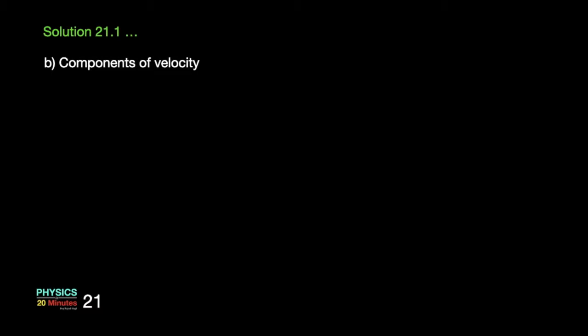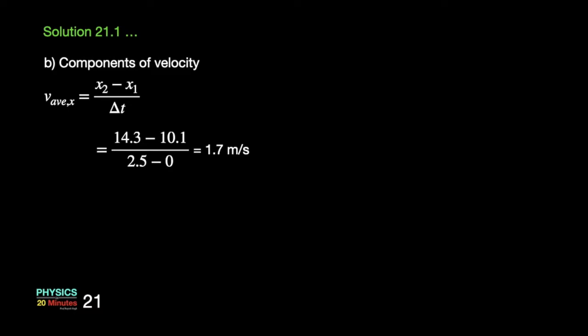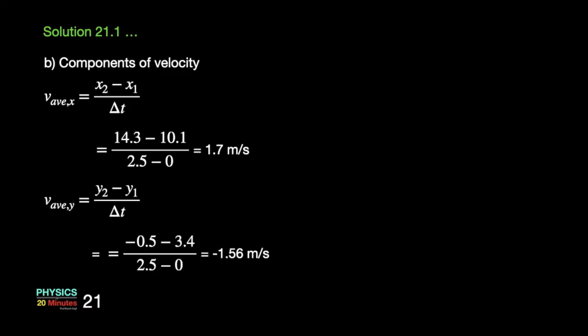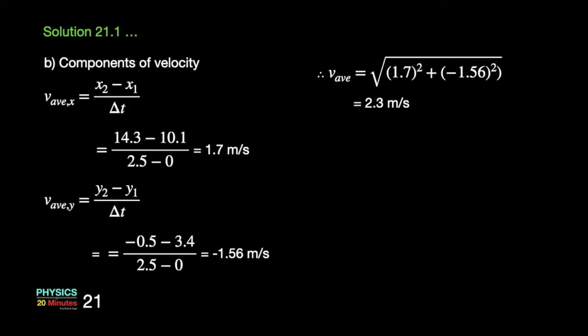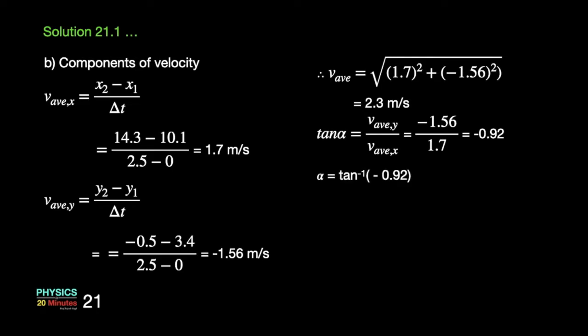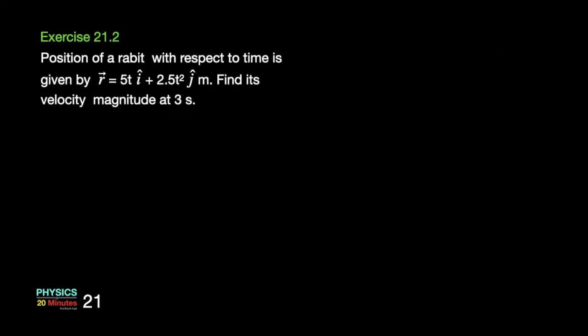The components of velocity: the x component of velocity is x2 minus x1 upon delta t, which is 1.7 meter per second. The y component of velocity, after substituting the values, you get as minus 1.56 meter per second. Therefore, the average velocity in this time interval is 2.3 meter per second. The angle that the average velocity vector will make with the positive x-axis is minus 42.6 degrees. Let's take another example to understand things further.